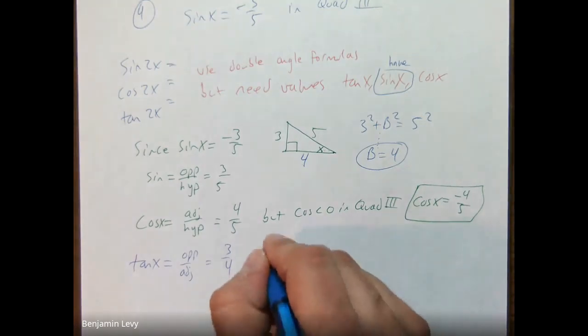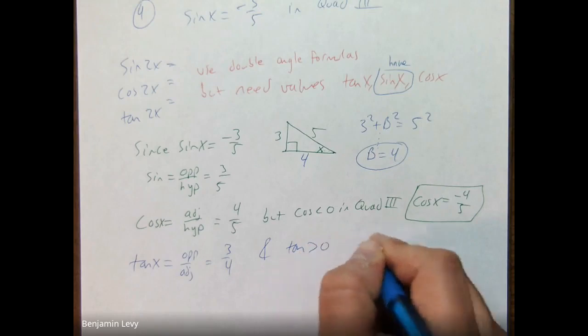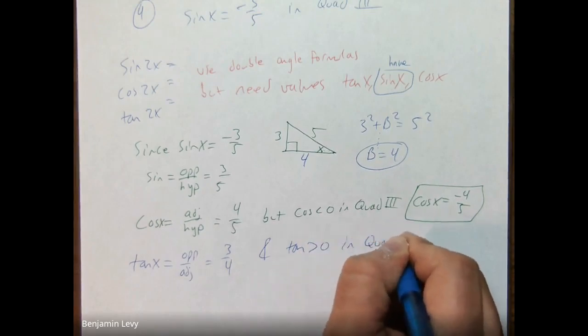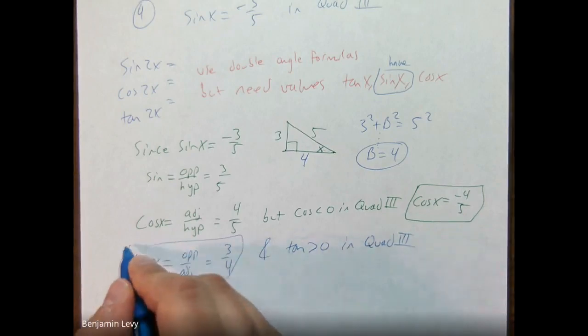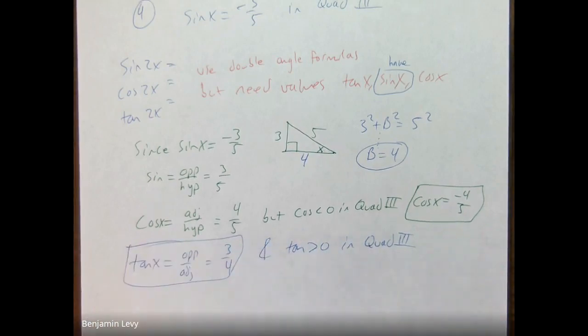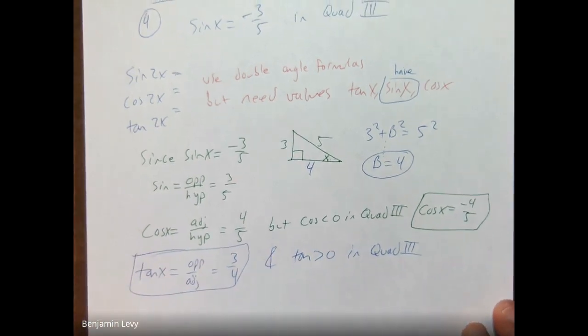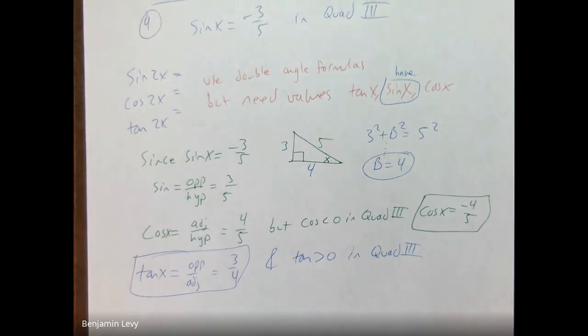And tangent is positive in quadrant 3. So we don't have to mess around with that one. So we're just going to use 3/4. Okay, let me stop there for a second and see if anyone is not following along and wants me to clarify something there.